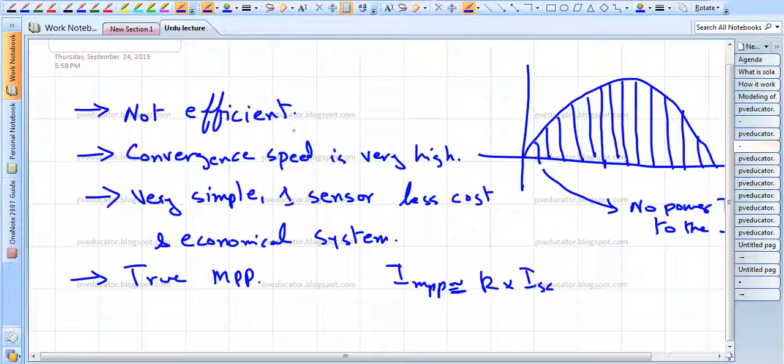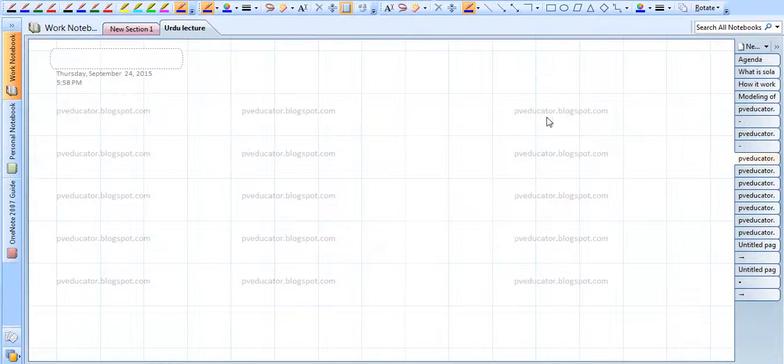However, one interesting advantage of using this technique is in hybrid techniques, where we speed up our perturb and observe method. We can speed it up with the aid of this fractional short circuit current or fractional open circuit voltage. And lastly, let us have the flow chart.